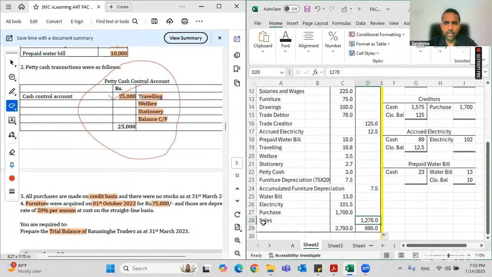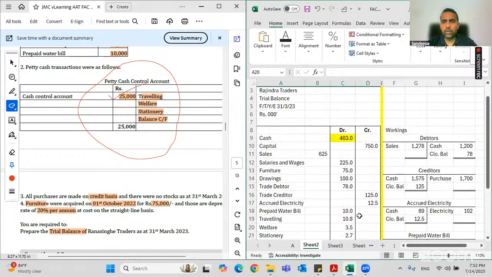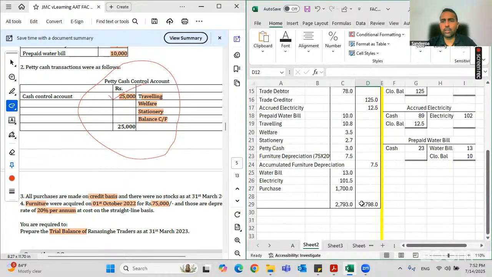My bad. Sales figure. I have to take the cash sales as well. Sorry. 625 plus 1278. Now it should be okay.